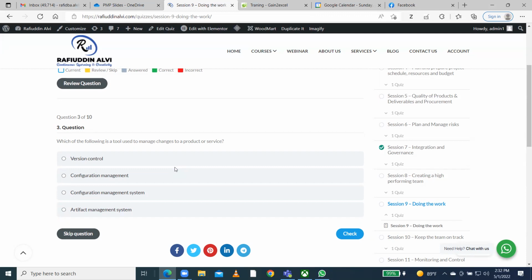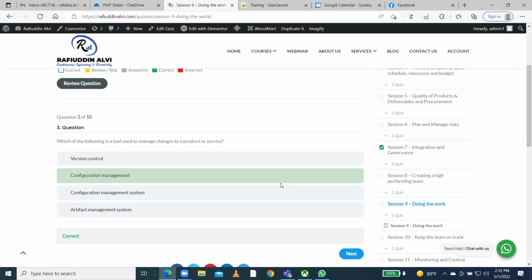Then it is the configuration management system? We don't have any term like configuration management system. Artifact management system and this one are made up terms. Then it should be configuration management. So you have to be very careful when answering the question.